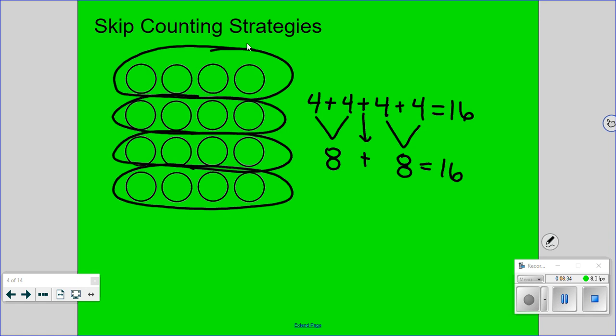So there's some strategies you can use to skip count, as well as just some reminders of how skip counting works in your brain. All right, go ahead and continue your learning path.